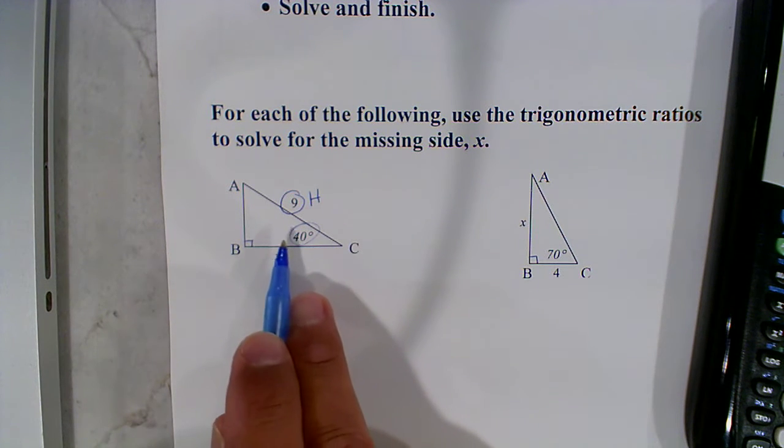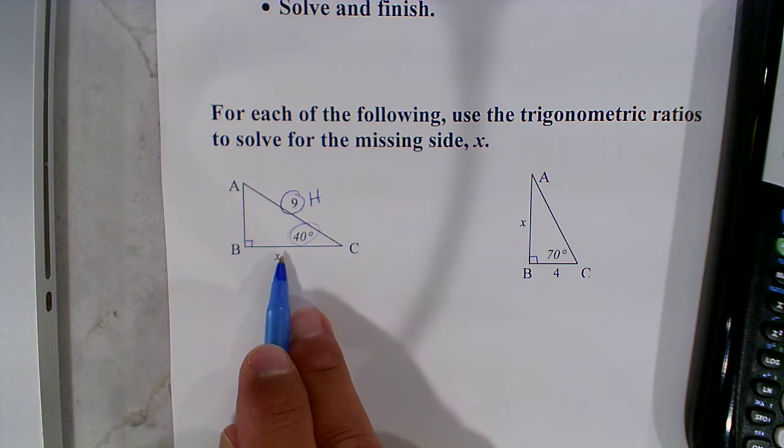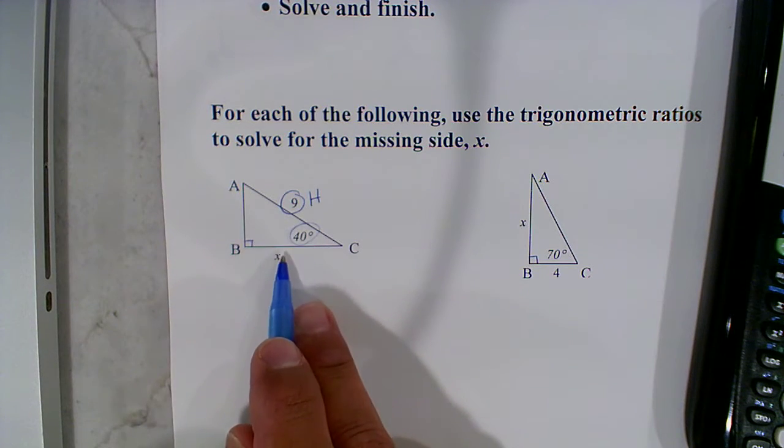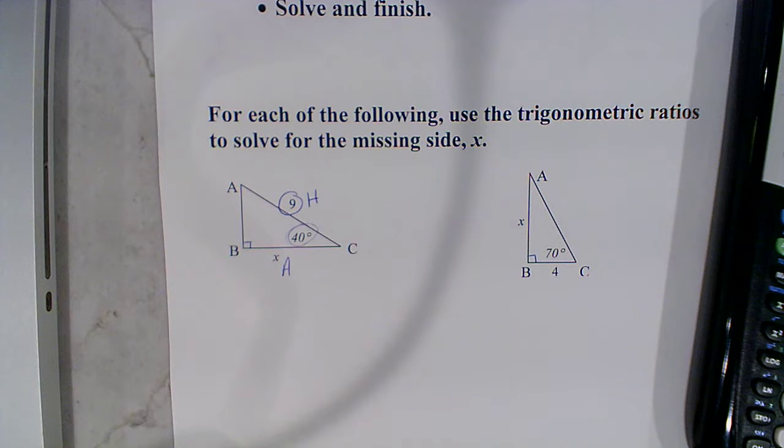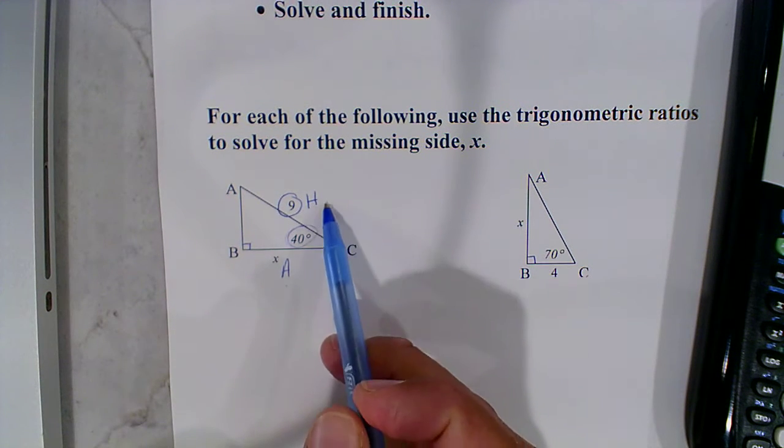X is one of the legs. It's clearly involved because it's what I'm solving for. So relative to this 40, is this adjacent or opposite? Adjacent or opposite? And of course it's adjacent. So this first problem involves your adjacent and your hypotenuse.